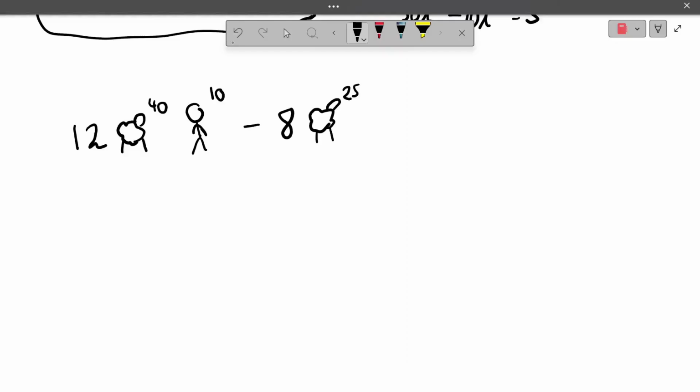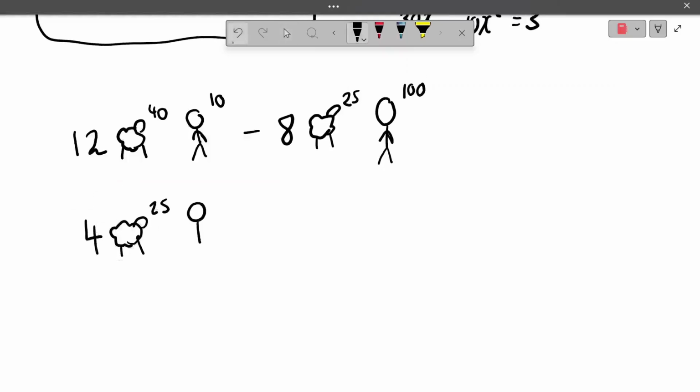Power of 25. Stickman. Power of 100. So let's have a little look at this a second. We look at our 12 and our 8, and I know the best I can divide those both by is 4. Then I'm looking at my sheeps. I've got sheep to the 40 and sheep to the 25, and the best I can do is sheep to the 25. So you basically take the lowest number of powers.